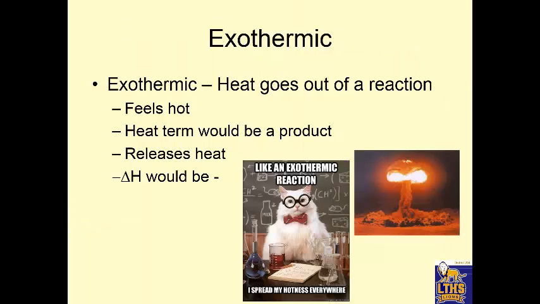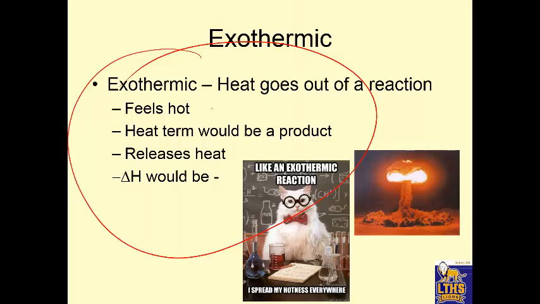That's the total opposite for exo. Exothermic reactions, heat goes out of a reaction, it's going to feel hot. The heat term is going to be on the product side, and it's going to release heat. And the delta H is going to be negative. All of these are signs of exothermic. You feel the heat, exo. You look at the reaction and you see heat in the products, exo. Heat's being released, exo. Negative delta H, exo. See an energy diagram go low, that's exo.